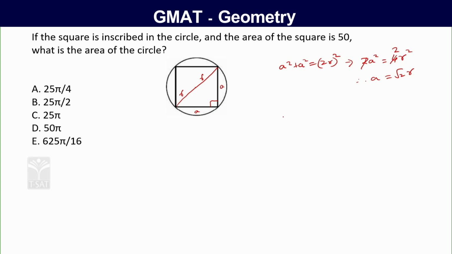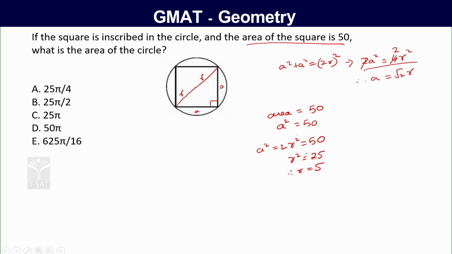Now they are telling us the square has an area of 50. So area is equal to 50. Area of a square is nothing but A square. So A square is equal to 50, and we know that A square is equal to 2R square, which will be equal to 50. 2R square is equal to 50. So R square is 50 divided by 2, which is 25. Therefore, R comes out to be 5.